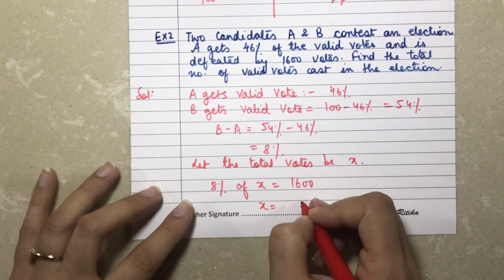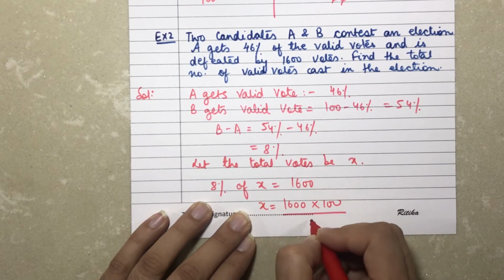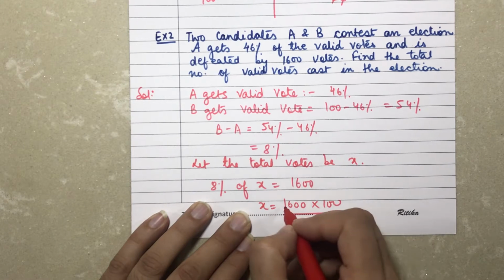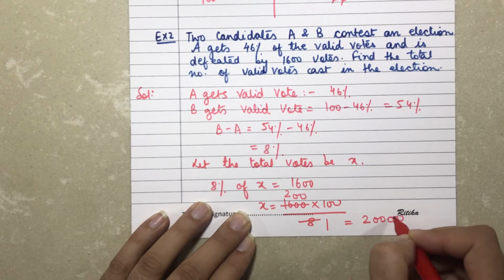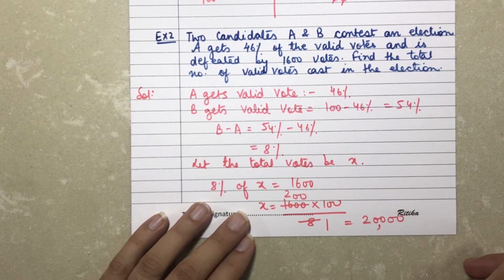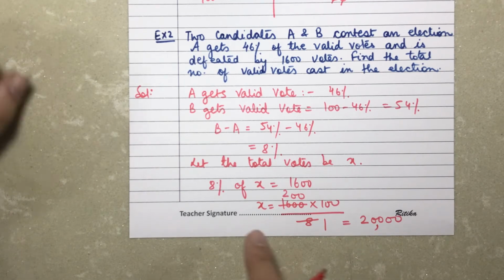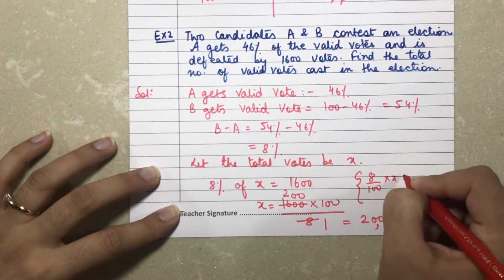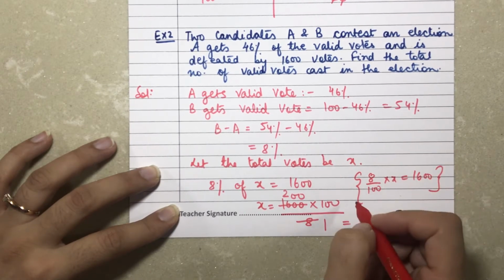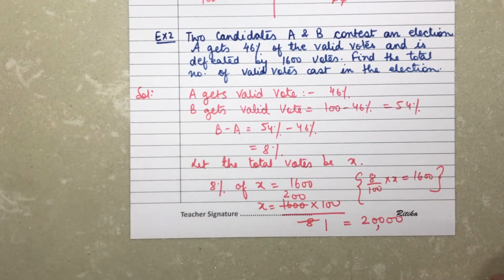So x is equal to 1600 into 100 divided by 8. 8 ones are 8, 8 twos are 16. So I get the answer as 20,000. That means the total valid votes in the election were 20,000. If there is a doubt here, I would just like to clarify. 8 by 100 into x is equal to 1600, and then in this step x remains here, 100 goes on top and 8 comes in the denominator.